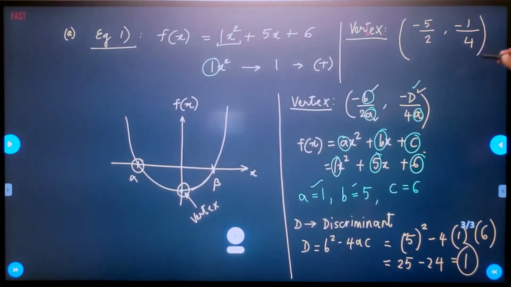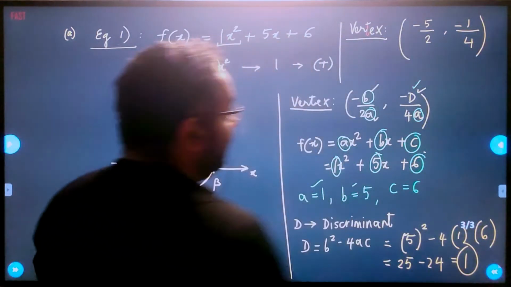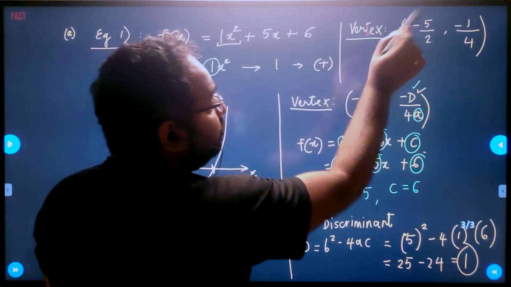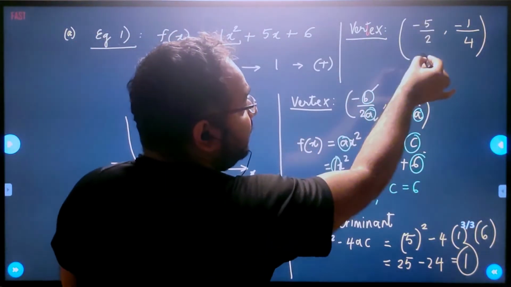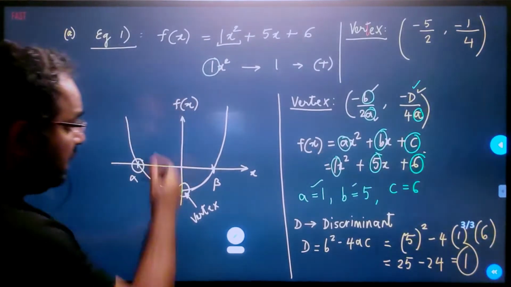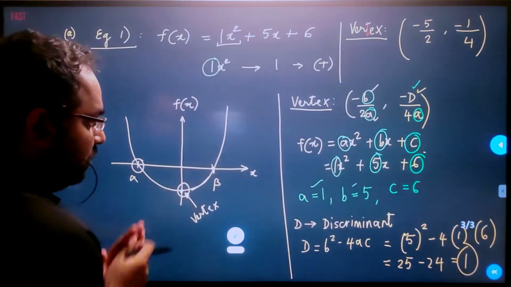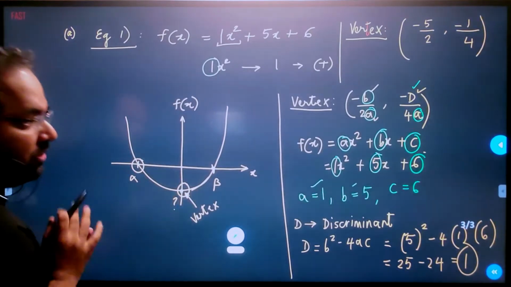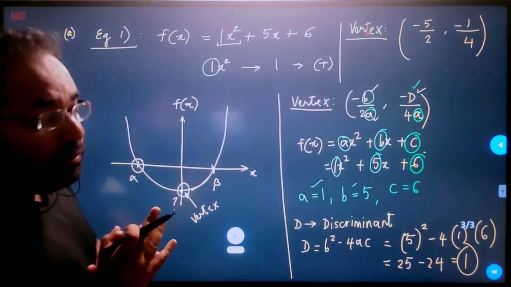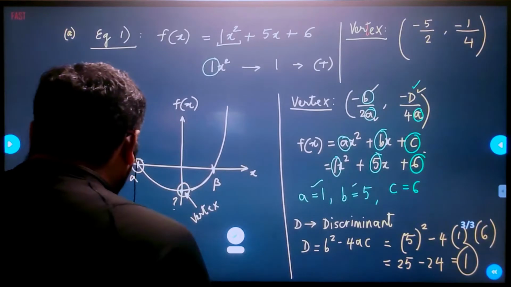So here what I got was a vertex value, the coordinates of the vertex. So wherever I see the point minus 5 by 2 comma minus 1 by 4, the graph has to peak. Okay. So I found out where this has to be. I found out that the coordinate has to be minus 5 by 2, minus 1 by 4. So what I'm going to do now is start writing everything down in one place.